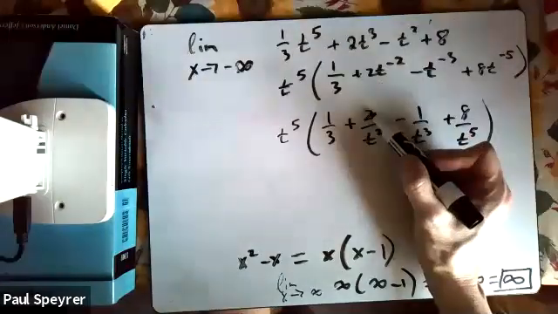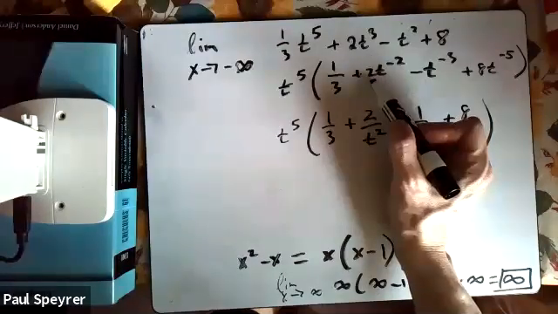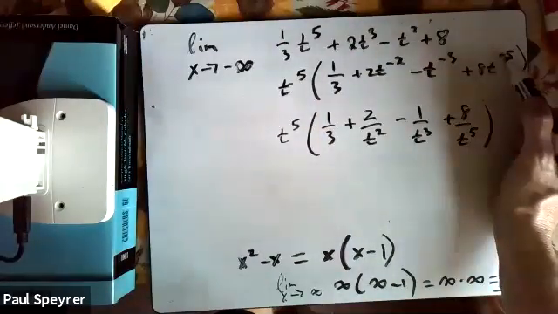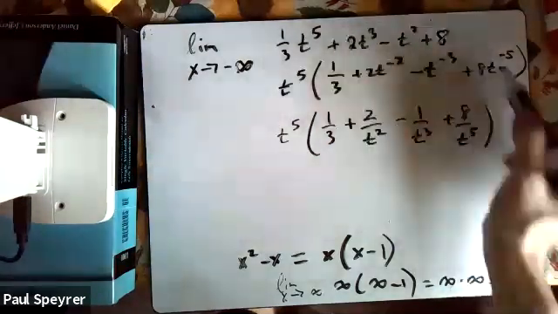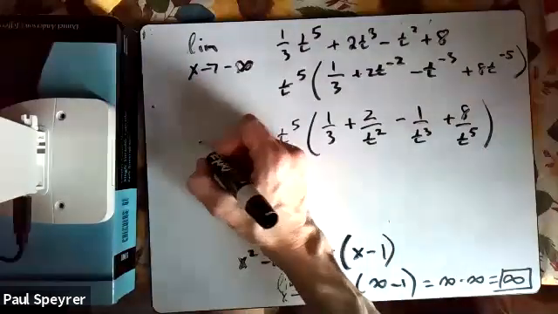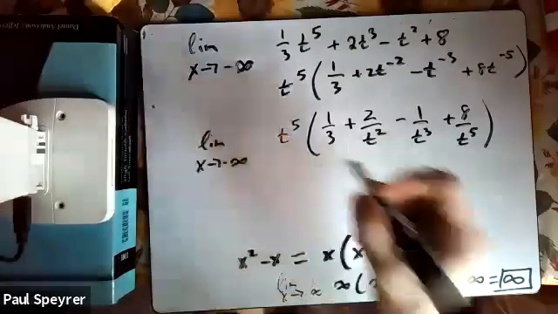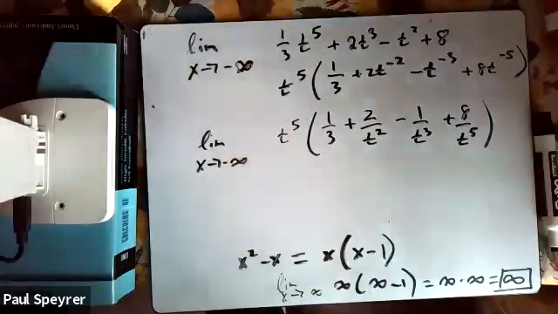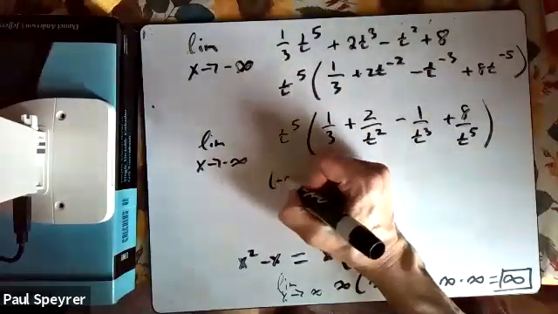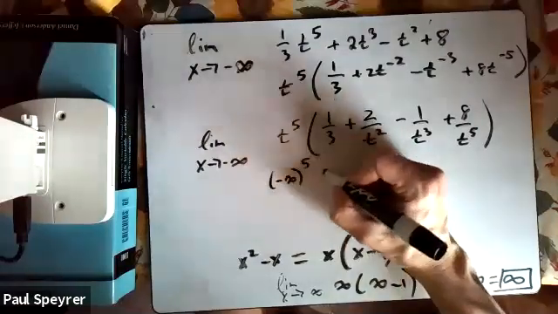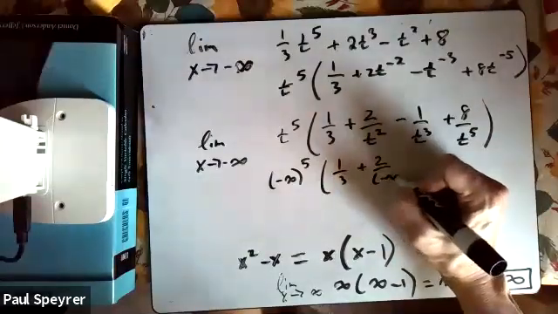Now, why not flip the 2 or the 8 right here? Because was there a negative exponent being applied to this particular 2? No. Was this negative 5 exponent being applied to this 8? No. That's why these constants stayed up top. All right. So we still have this limit as x goes towards negative infinity. Now what happens if we plug in negative infinity? You can see right here we have negative infinity to the fifth power, and then you have 1/3 plus 2 over negative infinity squared.